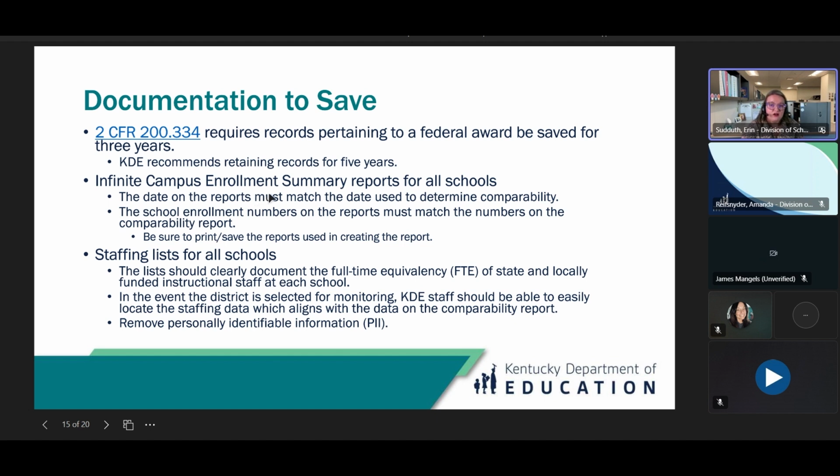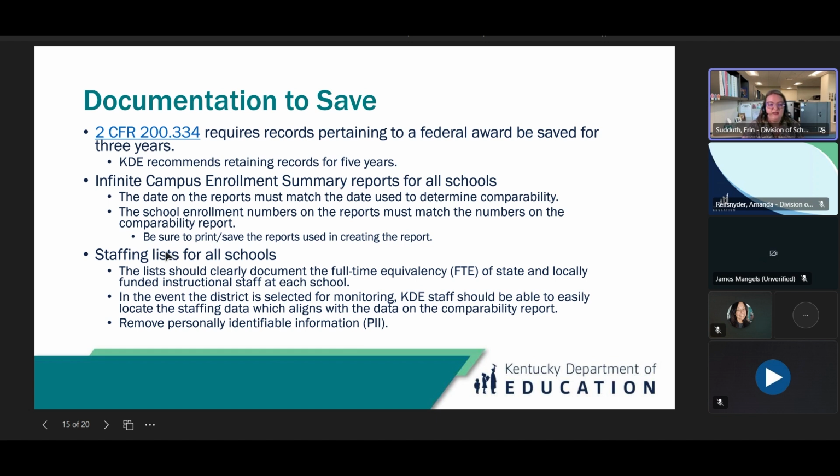The date on the reports needs to match the date that you've listed in the report as the date that you determined comparability. So if you do this on Monday, then those reports should say September 30th. The school enrollment numbers on the reports need to match the numbers on the comparability report. So again, making sure, for example, that the preschool students have been excluded.